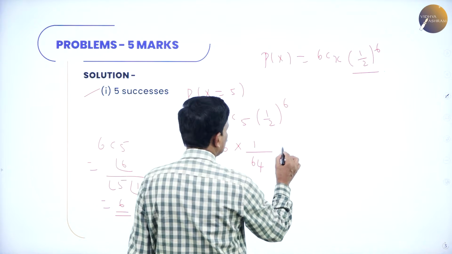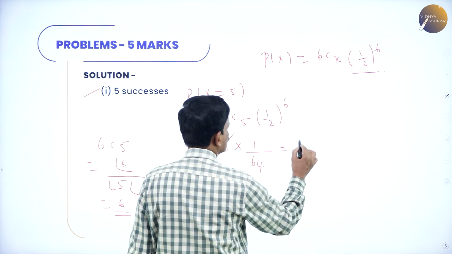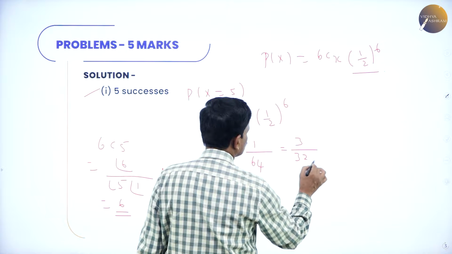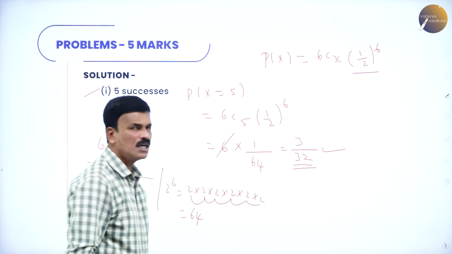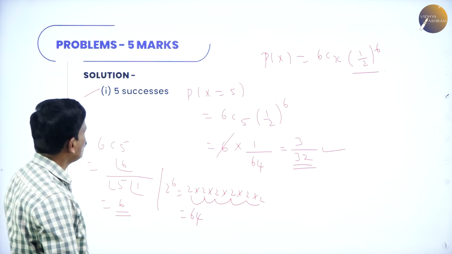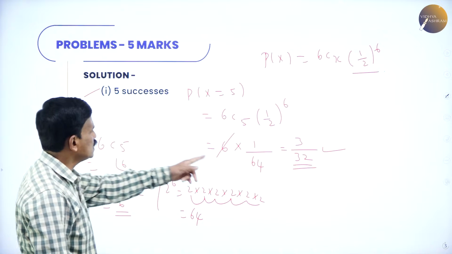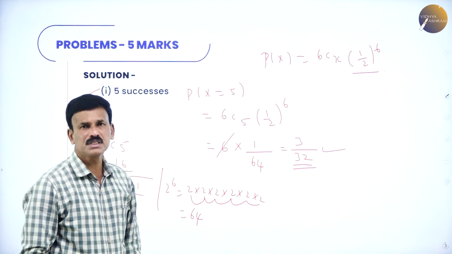If you want, you can divide by 2. 2 threes are 6, 2 thirty-twos are 64, so it is 3 by 32. So the probability of x equal to 5, that is 5 successes, is 3 by 32. This is the first case.